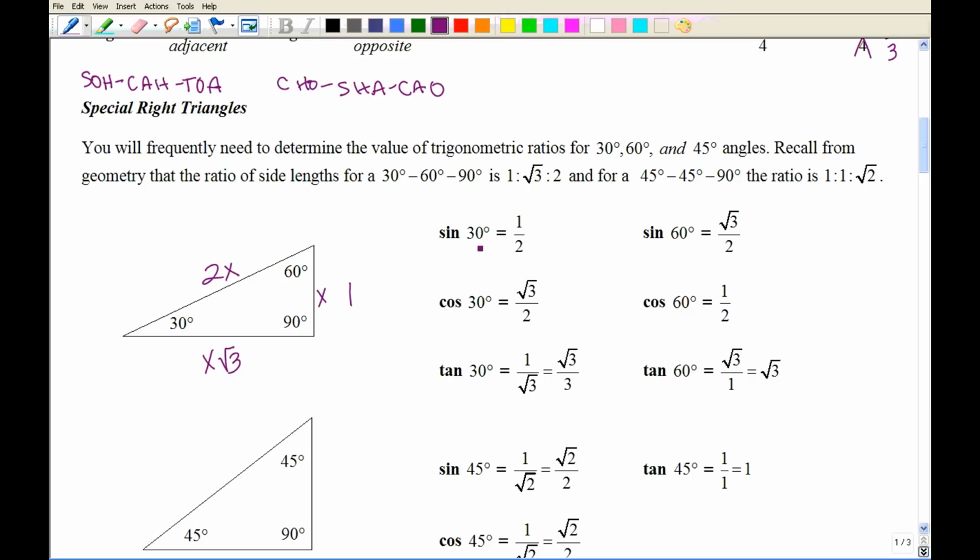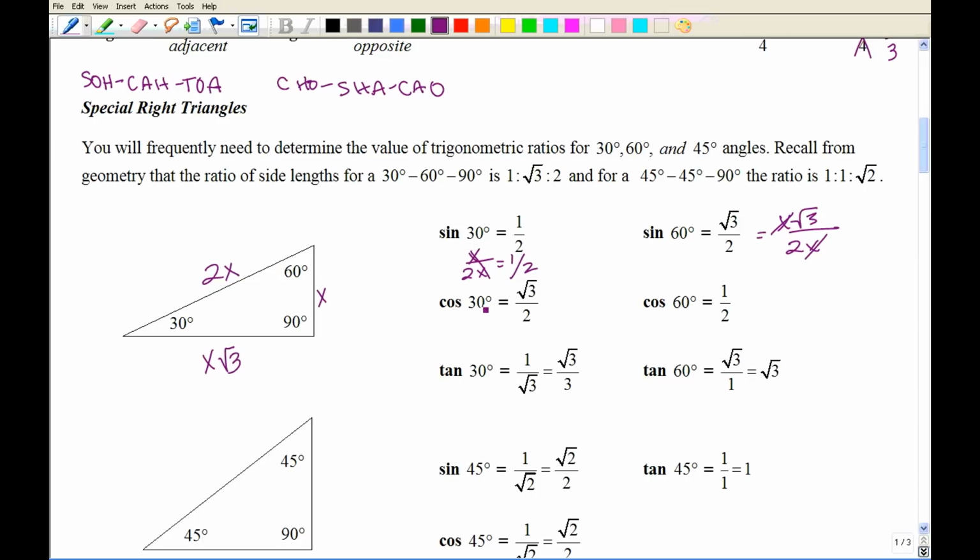So if we are looking at the sine, sine is opposite over hypotenuse. Let's erase this so we're not confusing ourselves here. Okay. So sine would be x over 2x. Well, that's just 1/2. So the sine of 30 degrees is 1/2. The sine of 60 degrees, so we have x square root of 3 over 2x. So the x's would cancel, leaving you with square root of 3 over 2.